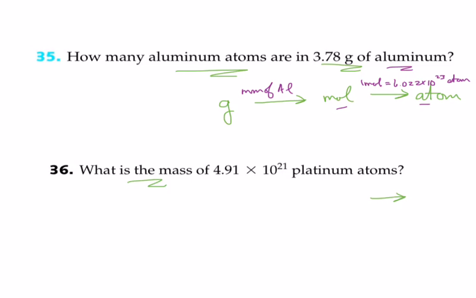And then the next one, switching it up, looking at platinum, you're going from a counted number of atoms to grams. So you'll need to look up what platinum's molar mass is, and then you're going to use that at the end. So you're going to go from atoms to moles using Avogadro's number, and then from moles to grams using the molar mass of the element. So, yeah, not bad. Okay.